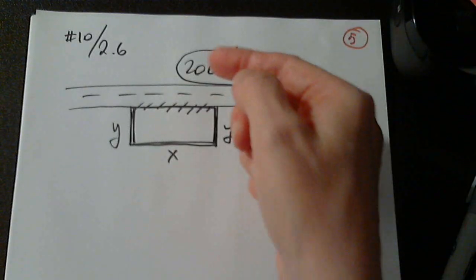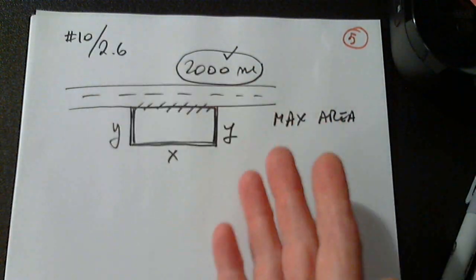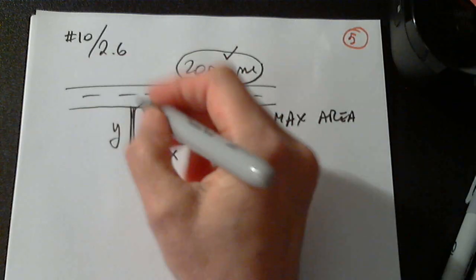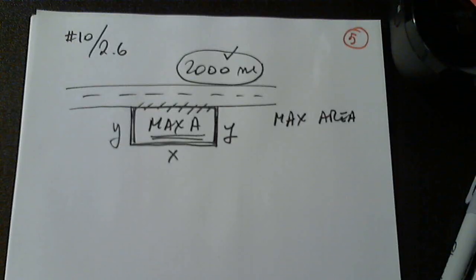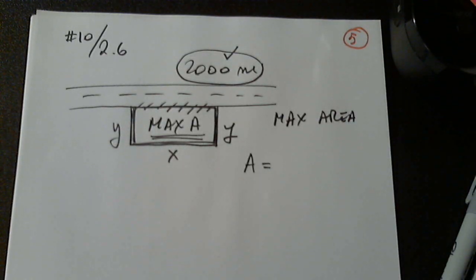In other words, should we put here 200 and 200 and the rest here? Should we put here 500 and here 500 and the rest here? Which scenario gives us the maximum area? That is the question. We want to maximize this area. And we know the formula for the area of the rectangle. Who would like to help, please? Area of a rectangle, please. Length times width. Thank you very much. Very good. So that's the area.